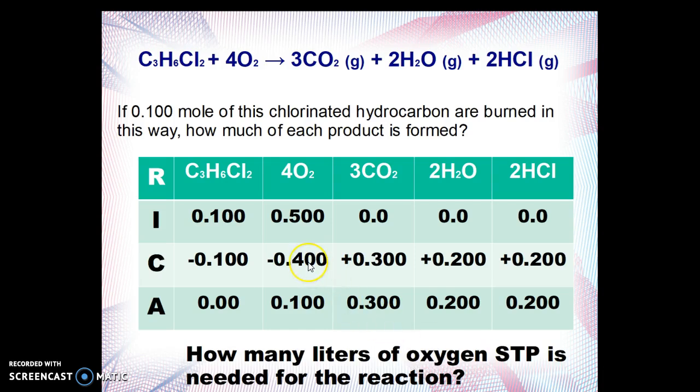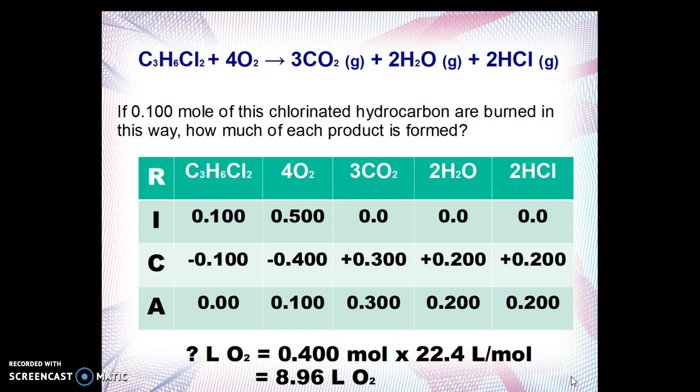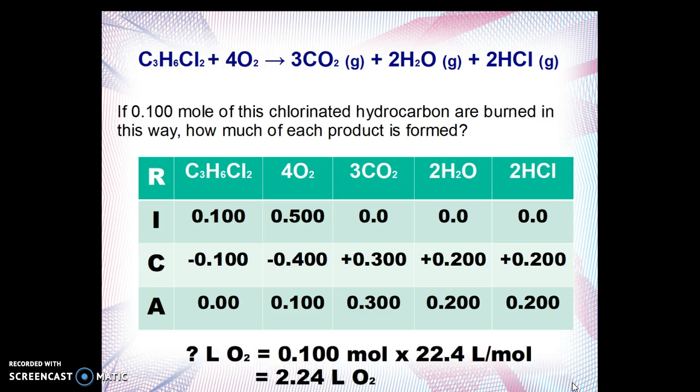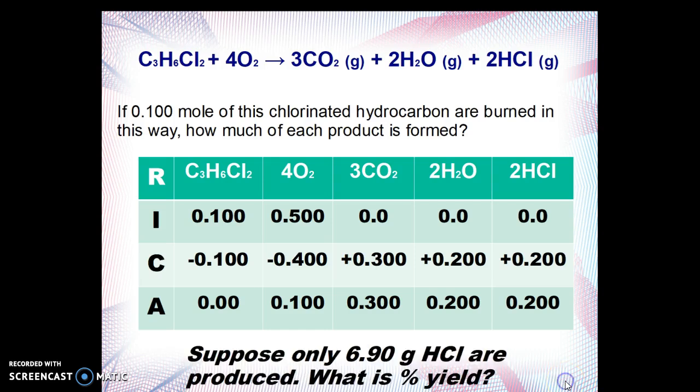How many liters of oxygen at STP would be needed for this reaction? Well, as you can see, we need 0.4 moles of oxygen. So we multiply that by 22.4 liters per mole. It's the same for every gas. We get 8.96 liters of oxygen are actually needed. Well, how many liters of oxygen at STP are left over? We use the same calculation. 0.1 mole of oxygen is left over, 22.4 liters per mole, 2.24 liters of oxygen would be left over.